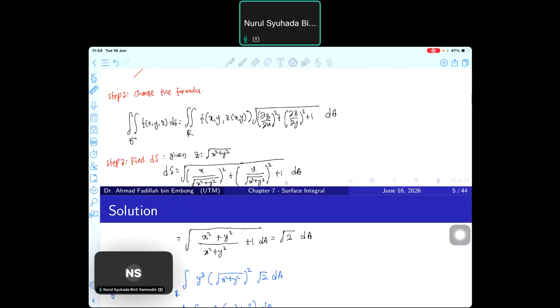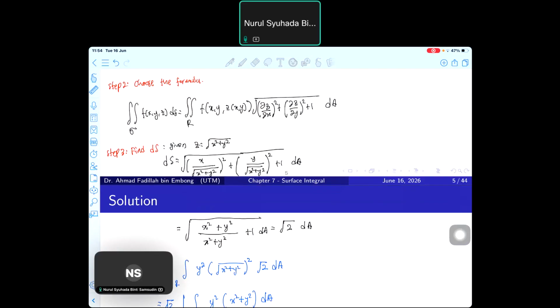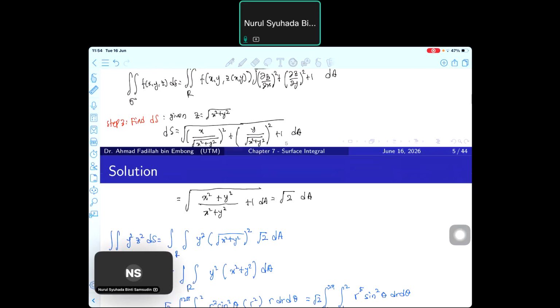Okay, now we already have everything. From here, we can see that we can do some simplification. So this is a continuation. I expand the square over here. So we have x squared, so this square root will vanish, and it will become x squared plus y squared. This part is also the same. We have y squared, so the square root will vanish, and we will be left with x squared plus y squared.